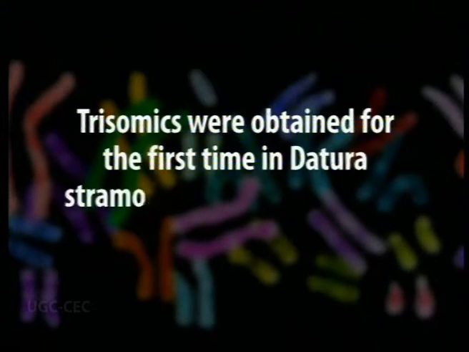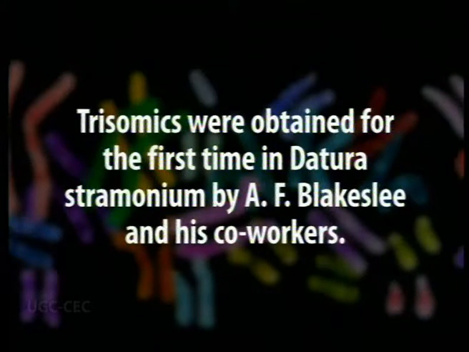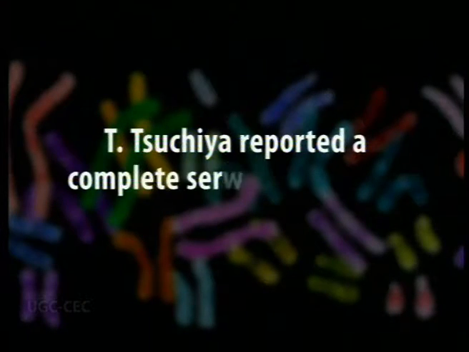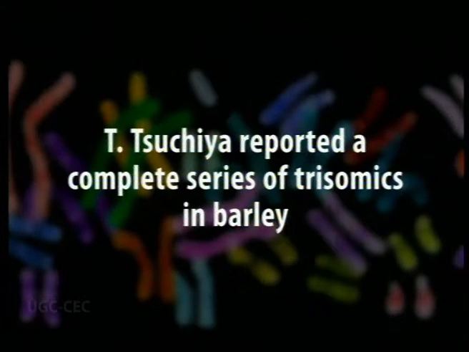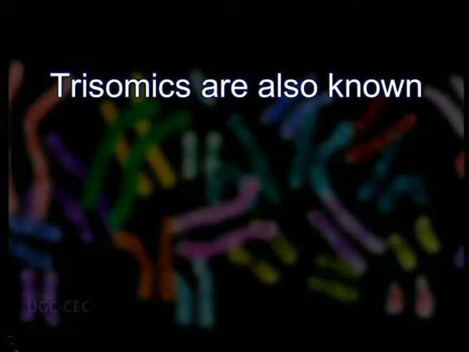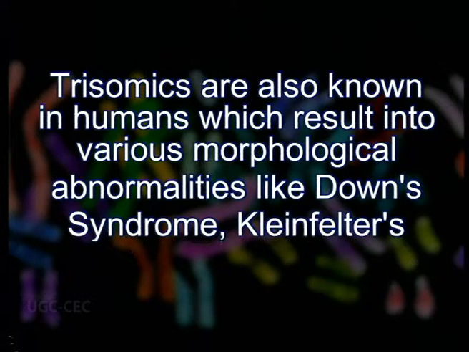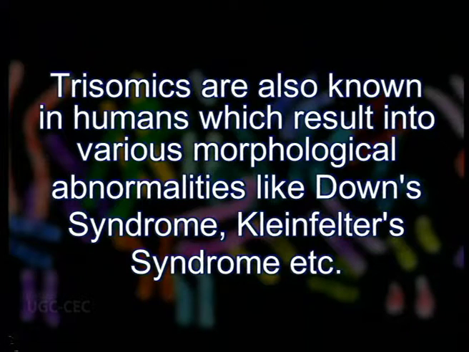Trisomics were first obtained in Datura stramonium by A.F. Blakeslee and his co-workers. T. Tsuchiya then reported a complete series of trisomics in barley. Trisomics, you must also know, are also famous in human beings, where a number of syndromes are reported because of trisomy. For example, we have Down's syndrome in humans, we have Klinefelter syndrome in humans.